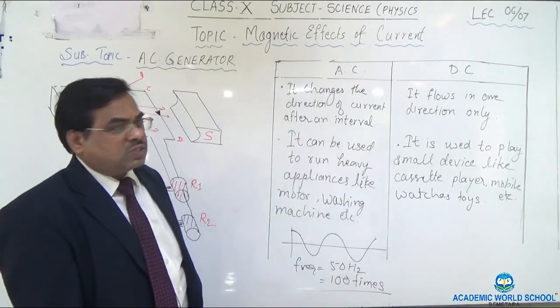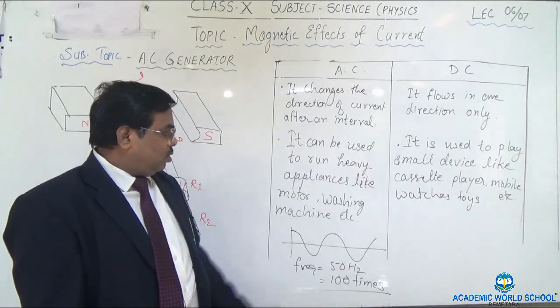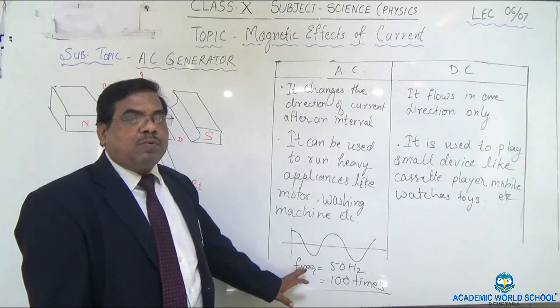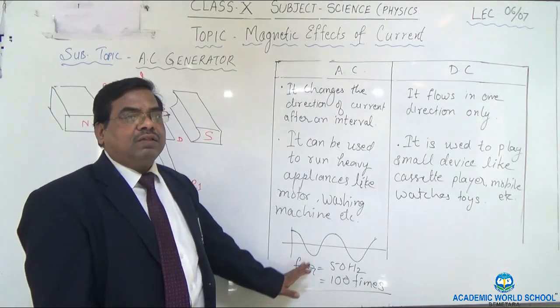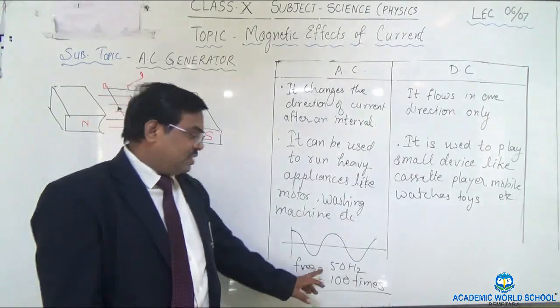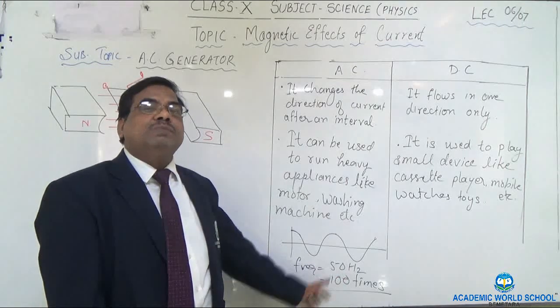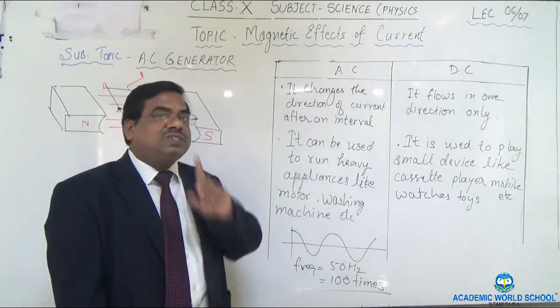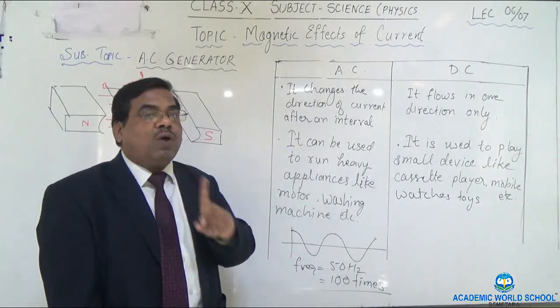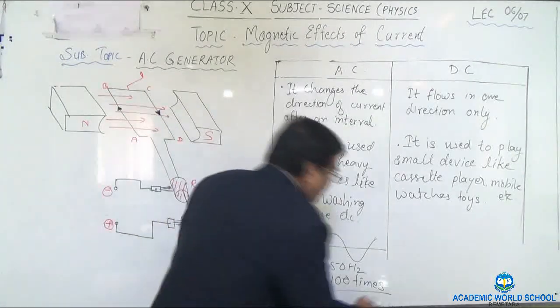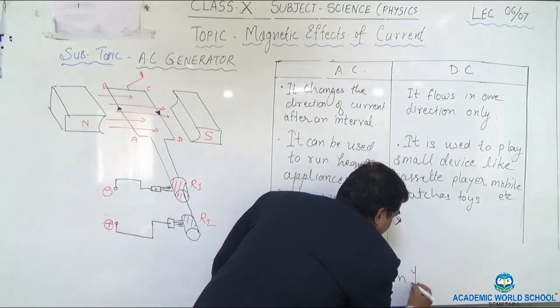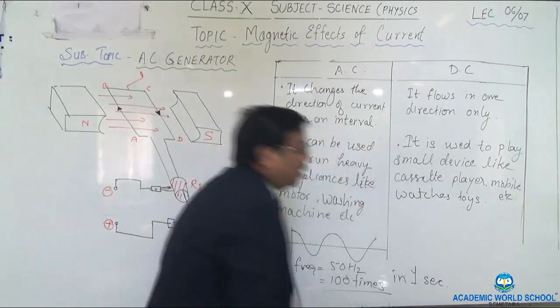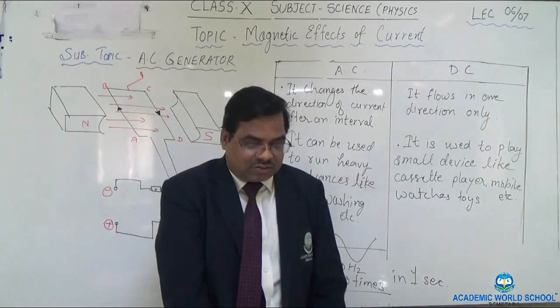current. Please note it down. The frequency, you must memorize it. For India, the frequency of AC is 50 Hertz, which means the direction changes 100 times in 1 second. So that is to remember.